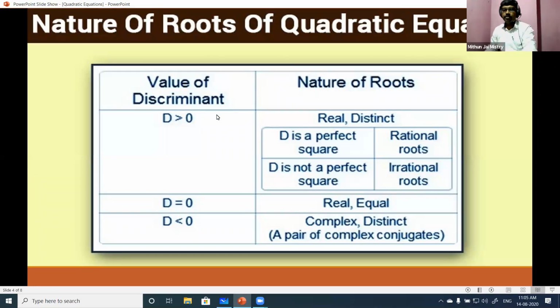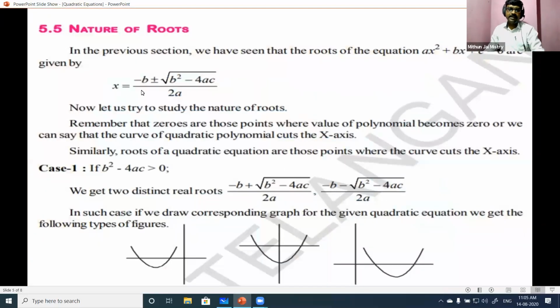You are very familiar with the quadratic formula: x equals minus b plus or minus under root of b square minus 4ac, by 2a. Under the root, there is something called b square minus 4ac. This b square minus 4ac is called the discriminant, because depending on this value the graph discriminates. Discriminates means it changes depending on this value.